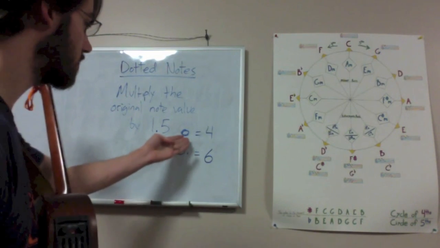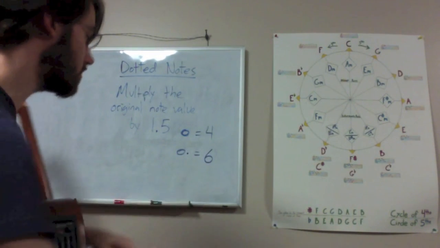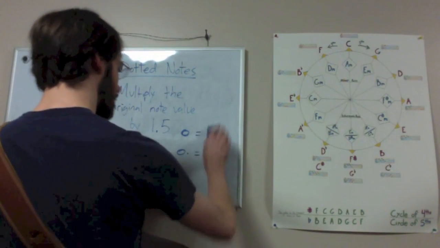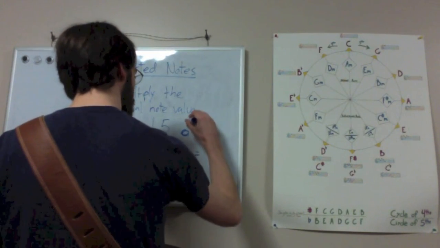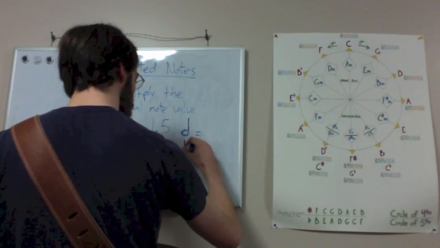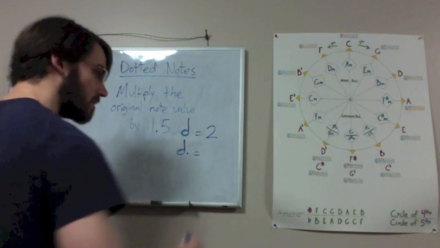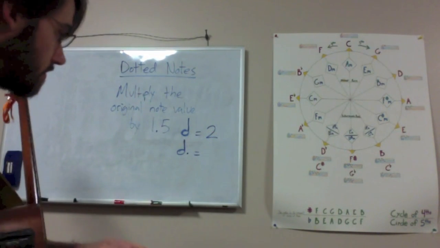But in general, we have a whole note, which is 4 beats, and a dotted whole note, which is 6. Alright, so let's look at another example. Let's turn these whole notes into half notes. So now I have a half note, which takes up 2 beats, like we talked about. And then I have a dotted half note.